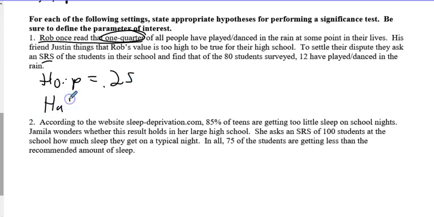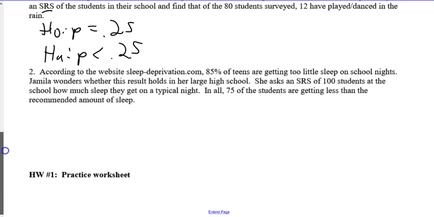The H-A. And yeah, his friend Justin thinks less than 0.25. That's the H-A, because his friend said, I think that's too high. So he thinks it's less.